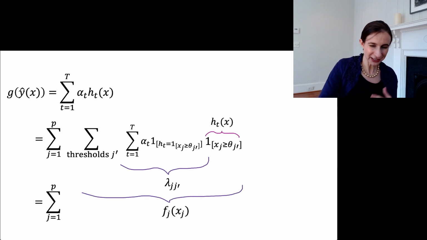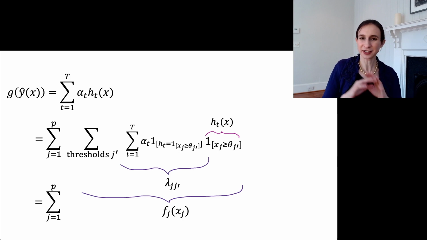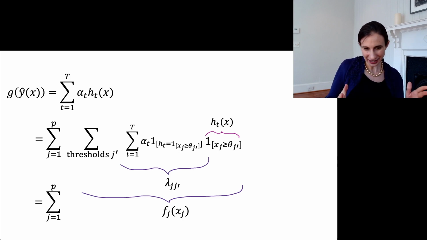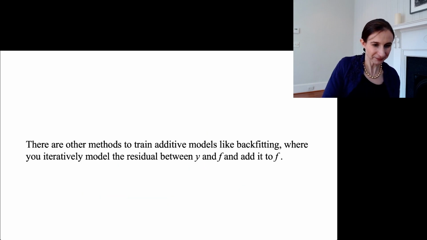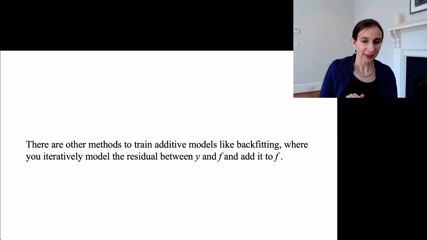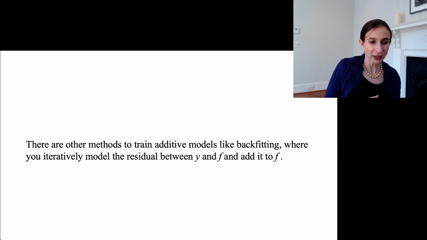Okay, so just putting it back to AdaBoost notation, we can get the lambdas. Now, putting it back into additive model notation, as long as we group by j instead of by t, then we have f_j of x_j. Good. So that's our regrouping of the terms, just like I did on the previous slides. Okay, I should mention that boosting is not the only way to train an additive model. There's a way to train it called backfitting, where you iteratively model the residual between y and f, and then you add that to f.